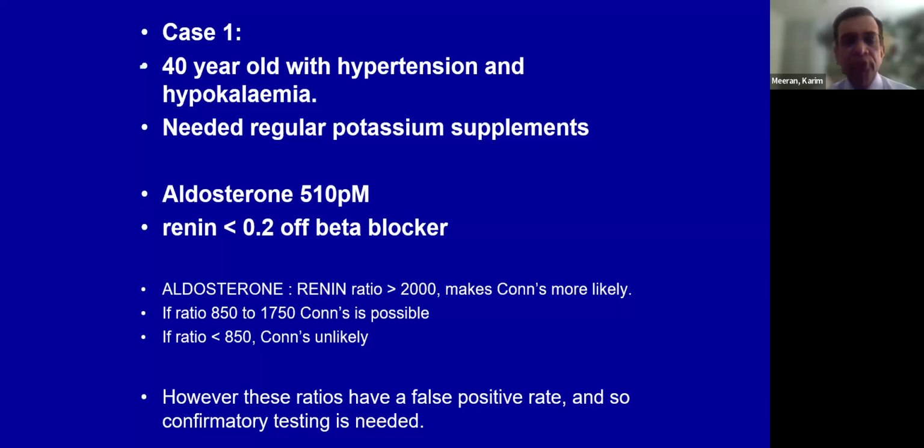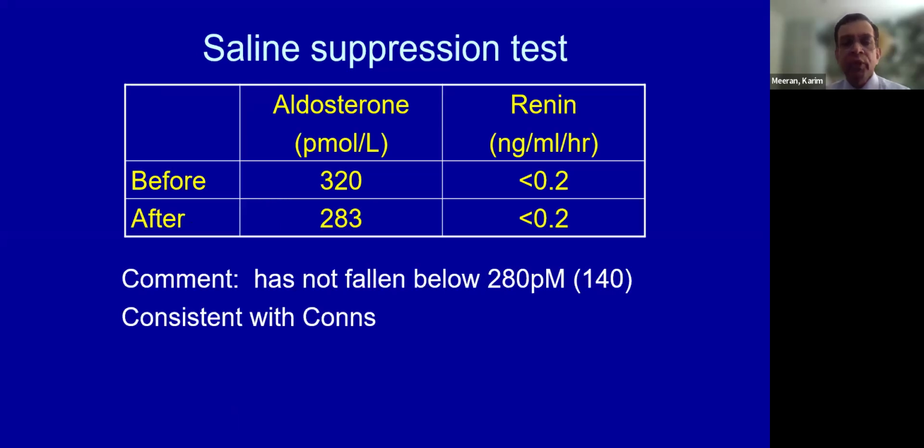And so we go on to do confirmatory testing. We do a serum suppression test. And the guideline says if your aldosterone remains above 280, you're likely to have it. There's a gray area between 140 and 280. Less than 140, you probably don't have it.